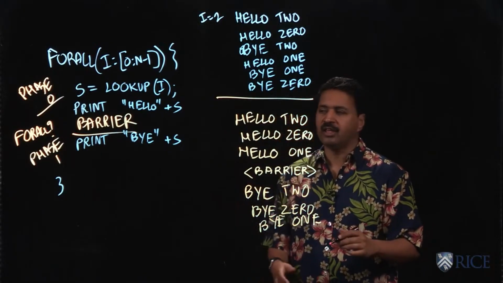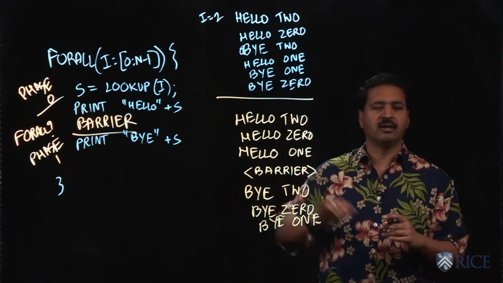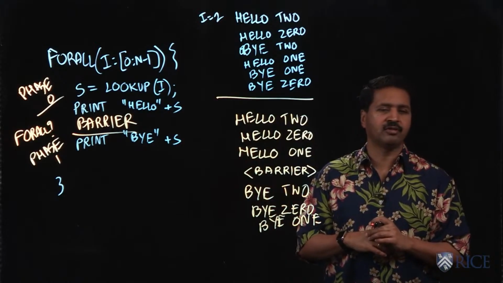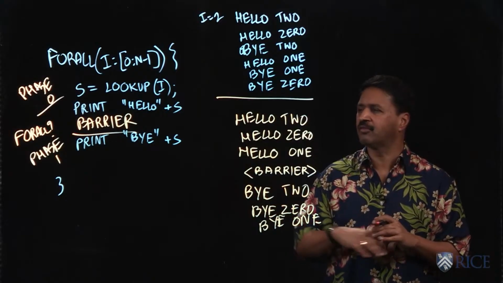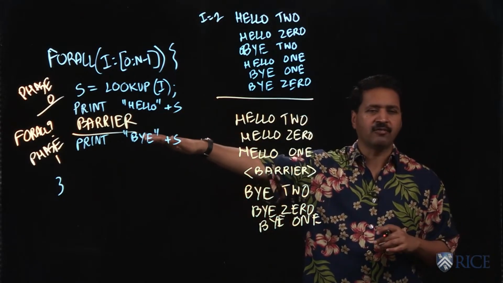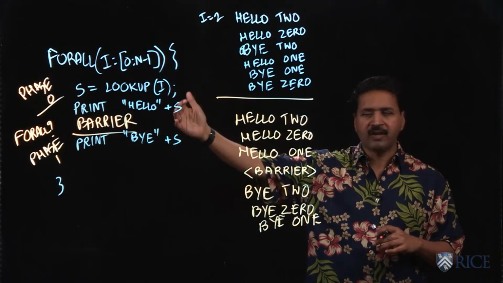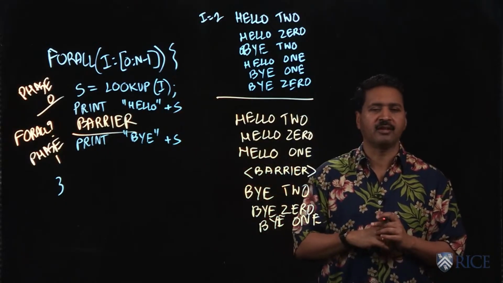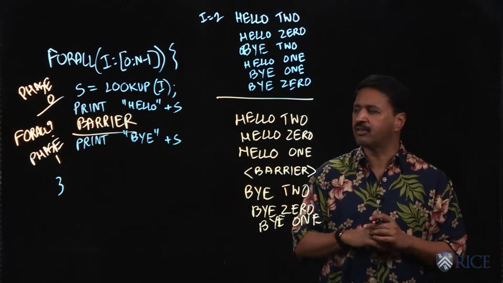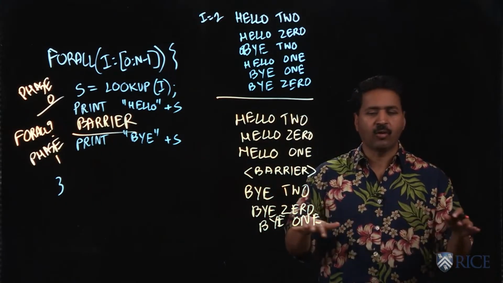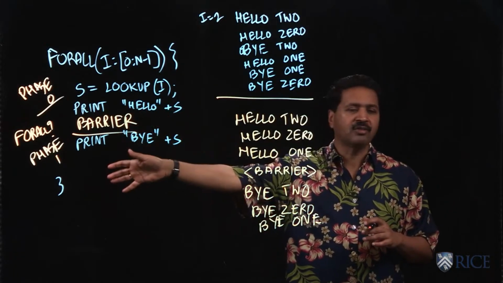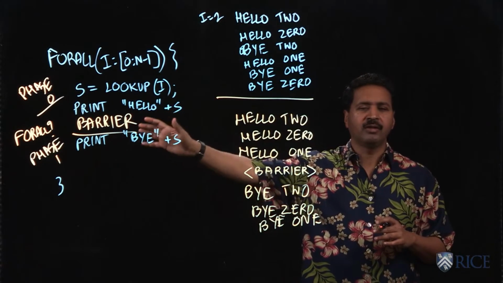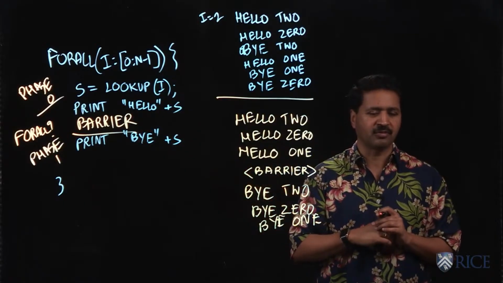So we've now seen how we can extend the forall construct with a new capability called a barrier, which is a special kind of synchronization primitive that can be inserted inside a forall to separate phases, sequential phases that each forall iteration undergoes. And it's a coordination point so that no iteration goes to the next phase until all the iterations have completed the previous phase.